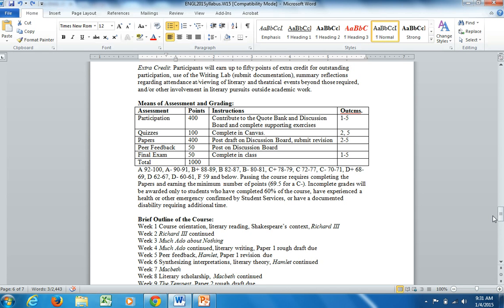Both papers involve making claims supported by quoted and analyzed textual evidence from the plays, and that approximates the kinds of arguments made by literary scholars. This is what professionals do, only in a shorter version. Both papers involve a rough draft, peer feedback, and revision. And you're encouraged to seek feedback also from the tutors in the EOU Writing Center. And if you want extra credit for that, just provide evidence of having received that feedback.